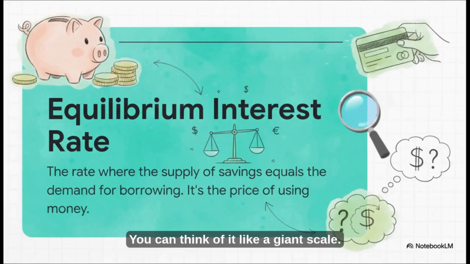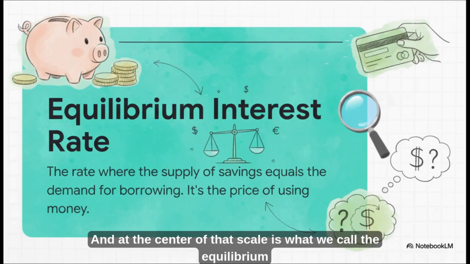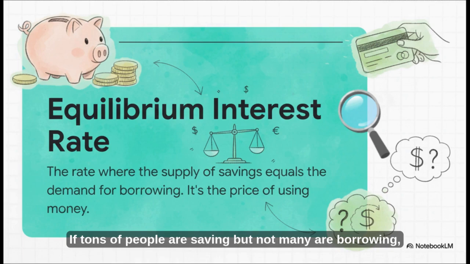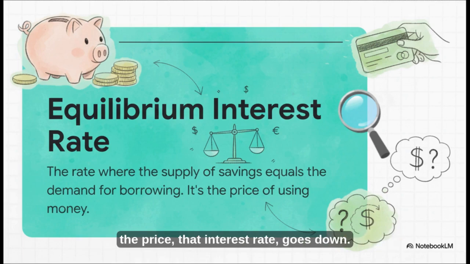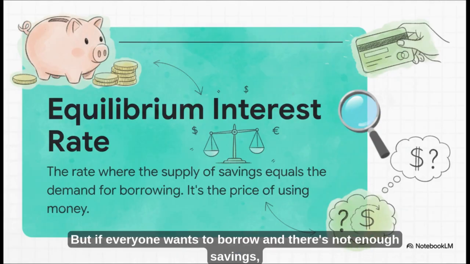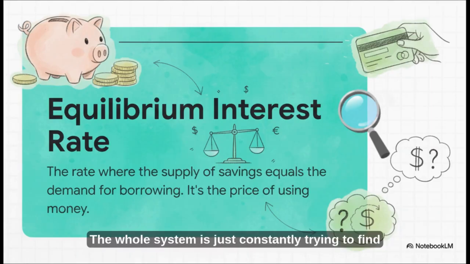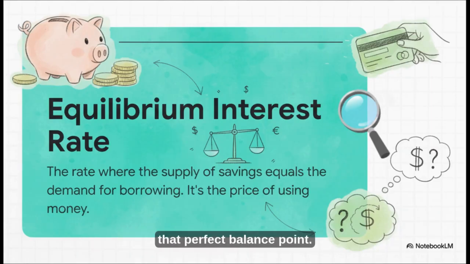You can think of it like a giant scale. And at the center of that scale is what we call the equilibrium interest rate. It's really just the price of money. If tons of people are saving but not many are borrowing, the price, that interest rate, goes down. But if everyone wants to borrow and there's not enough savings, that price goes up. The whole system is just constantly trying to find that perfect balance point.